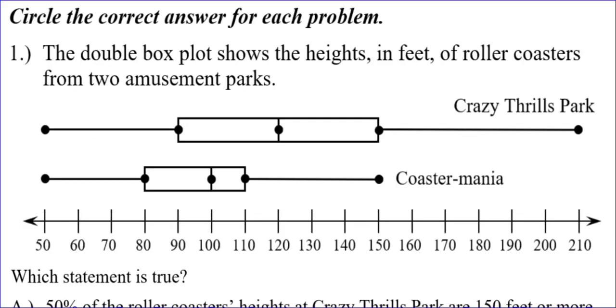All right, I'm going to do the first few of these with you to kind of give you the feel of this, and then you'll do kind of like the last half on your own. So let's check out number 1. It says the double box plot shows the heights in feet of roller coasters from 2 amusement parks.